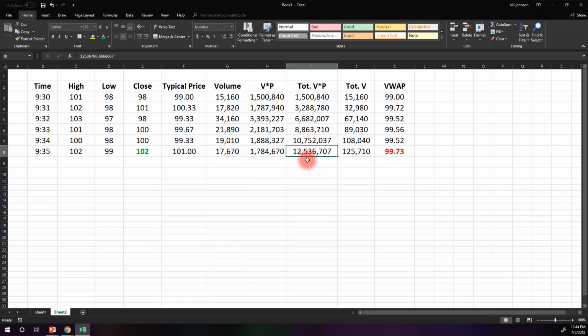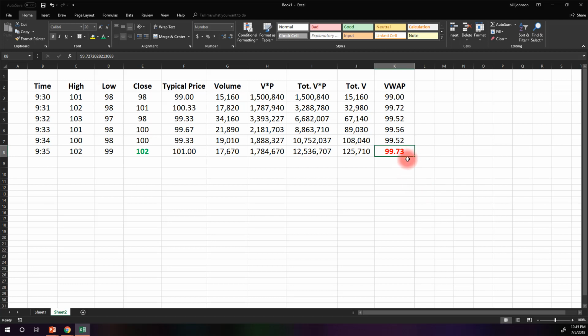So the VWAP is just saying what were the total prices that I got here, kind of my total points, like when we looked at the test scores, was 12.5 million. However, that occurred across 125,710 volume. Again, just the sum of this entire column. So if I take 12,536 divided by 125.7 right here, I get 99.73. That is my 5-minute VWAP.